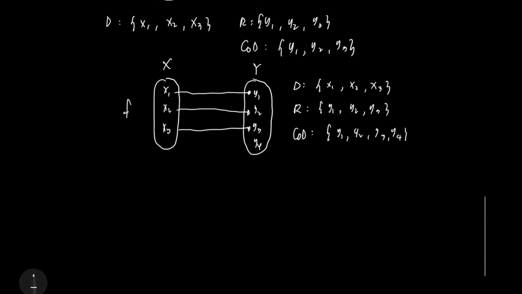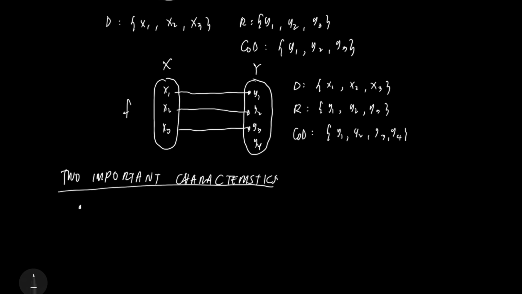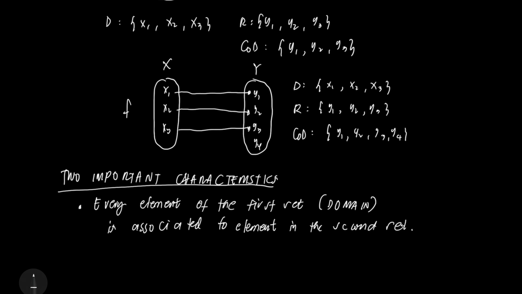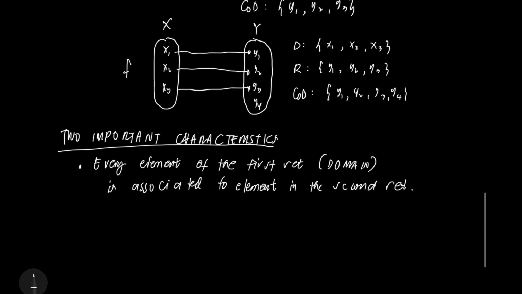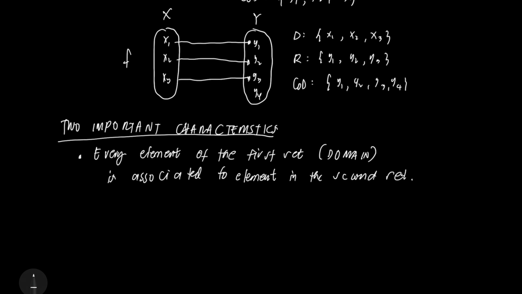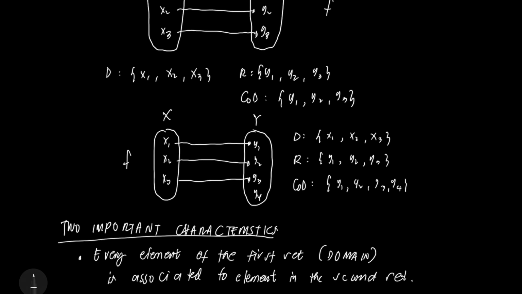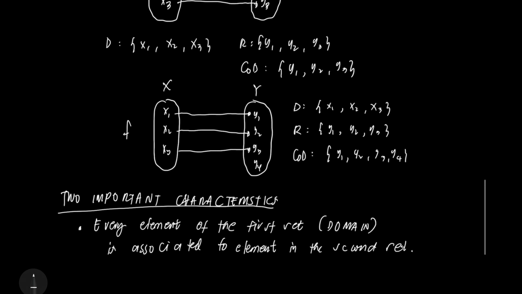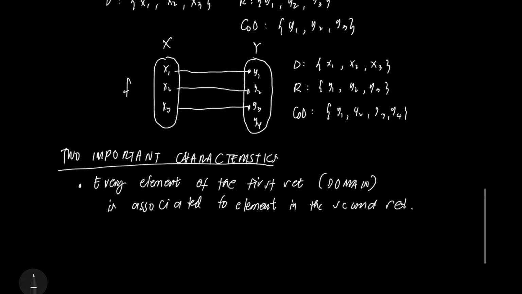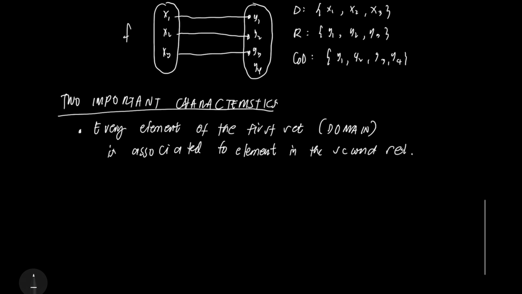In that case, we emphasize two important characteristics of functions. These two important characteristics are just based on the definition of a function. One characteristic is that every element of the first set is associated to an element in the second set. That is the first characteristic. For example, in our first example, every element in X, which is X sub 1, X sub 2, and X sub 3, is associated to an element in Y. Okay, X sub 1 to Y sub 1, X sub 2 to Y sub 2, X sub 3 to Y sub 3. Next important characteristic, the association is unique.